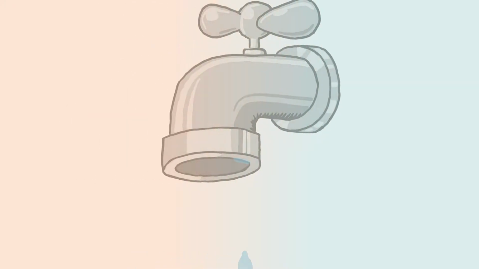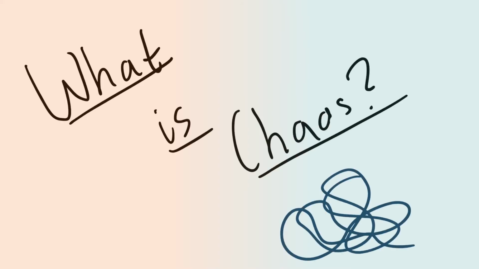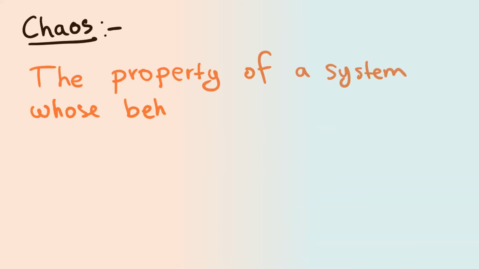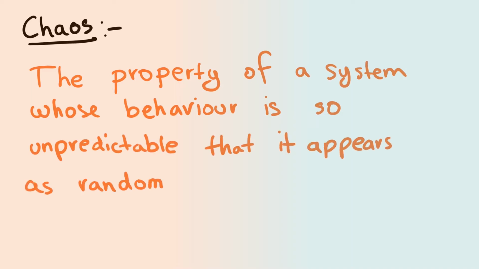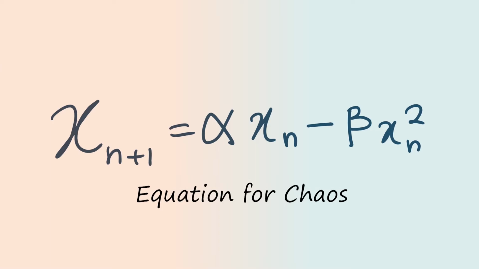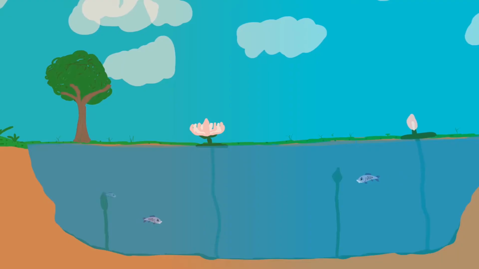Is the population of some fish in a pond or a dripping faucet chaotic? Well, what is chaos? In simple words, it's just the property of a system which is so unpredictable that it appears as random to us. In chaos, this is a common equation. But where does it come from?